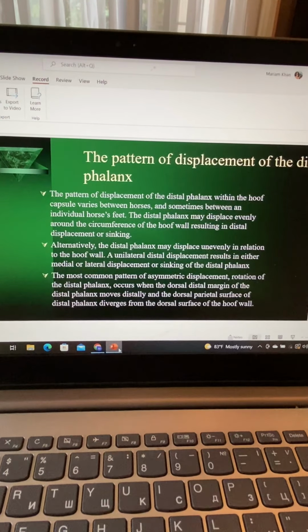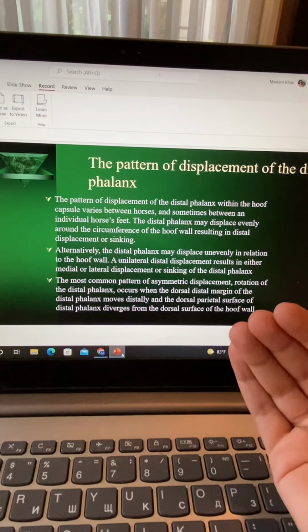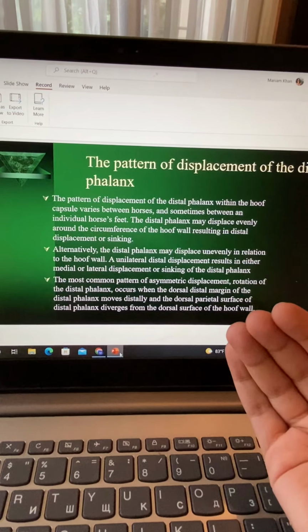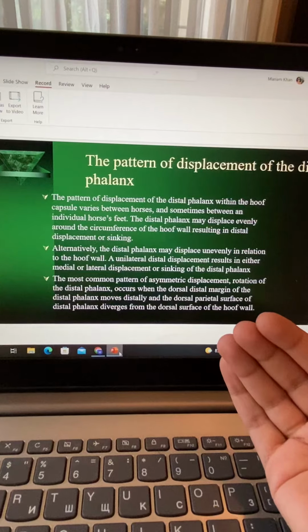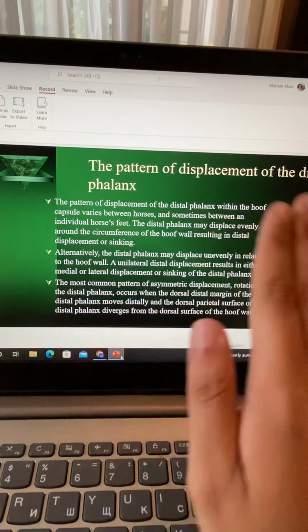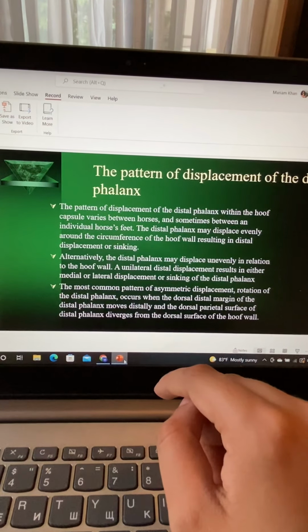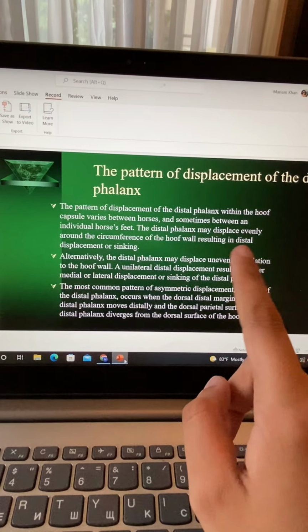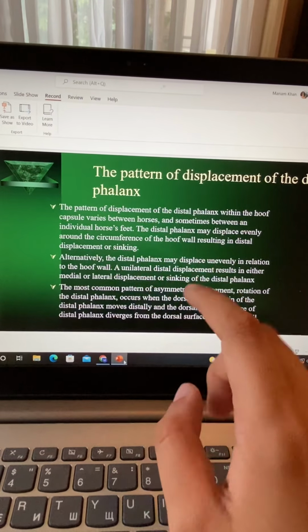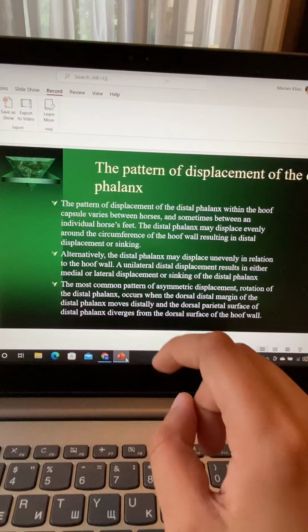So what you get when the distal phalanx is displaced, there's a certain pattern in the hoof capsule, and it varies between horses, but sometimes between even each horse's foot. So one horse, each foot can be very different. So the distal phalanx may displace evenly around the circumference of the whole hoof wall, causing distal displacement or sinking.